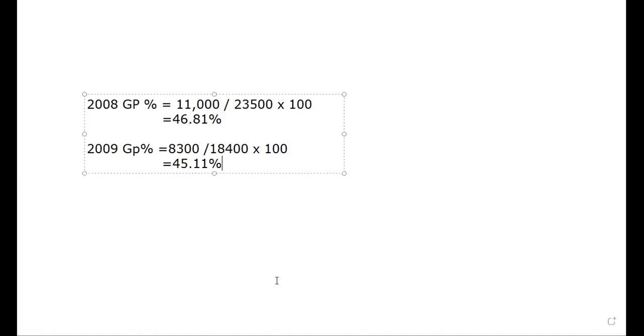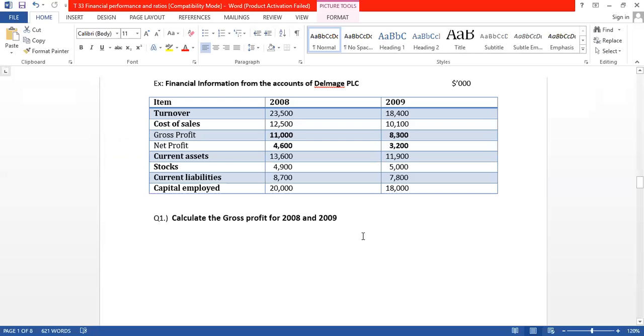This is a small calculation. There are certain calculations like that. So this is the question: calculate the gross profit margin for 2008 and 2009. You can do that calculation here. That is the gross profit formula. Normally in an examination you will get questions like this.